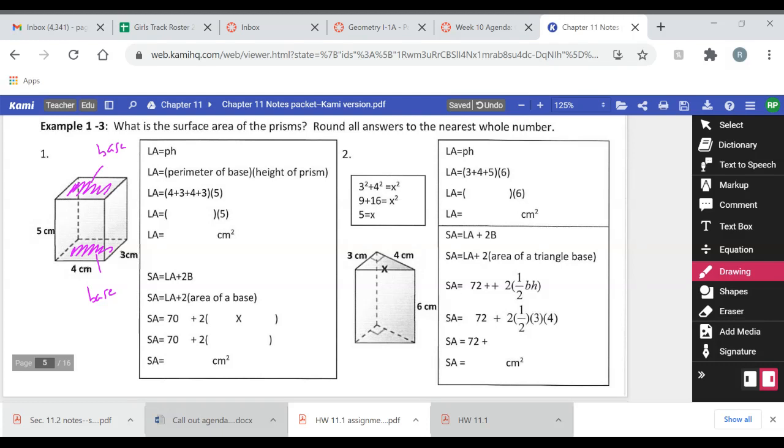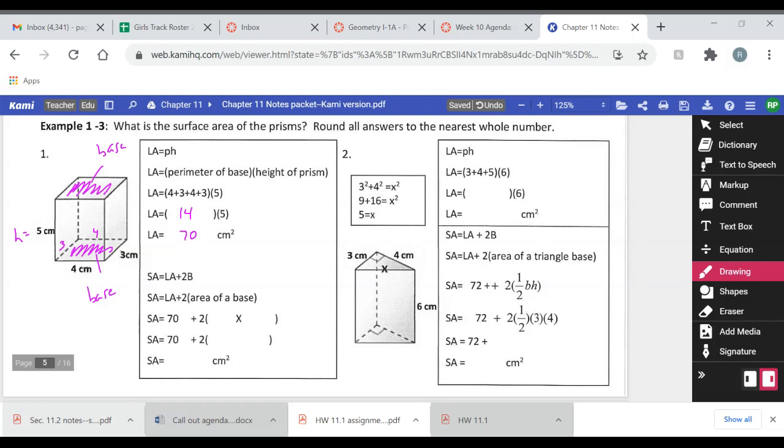If we look at this lateral area, we said it is P times H, perimeter of the base times the height, or the right angle distance between the two bases. For the perimeter of the base, you can see we've got 4 plus 3 plus 4 plus 3. We're adding up the four sides of that base, and we get 14. The height, again, is the right angle distance between the two bases, and in this case that's 5. Now if I multiply 14 times 5, I get 70 centimeters squared. Again, we're finding area, so make sure you have your squared units.